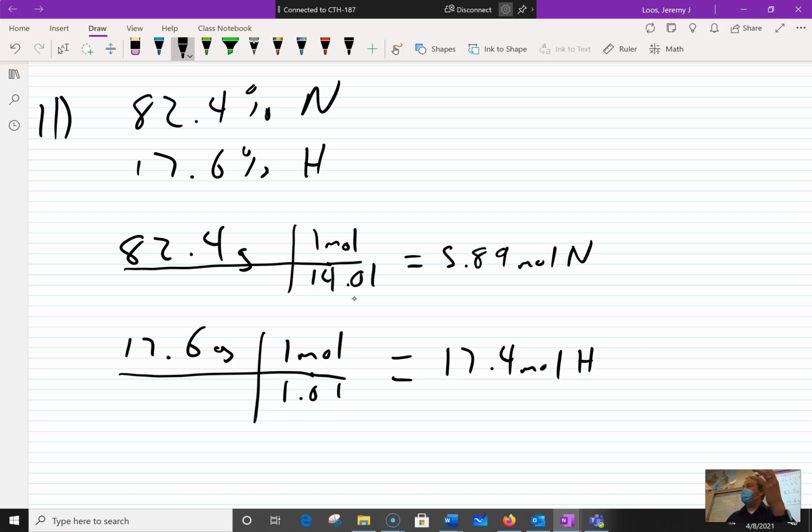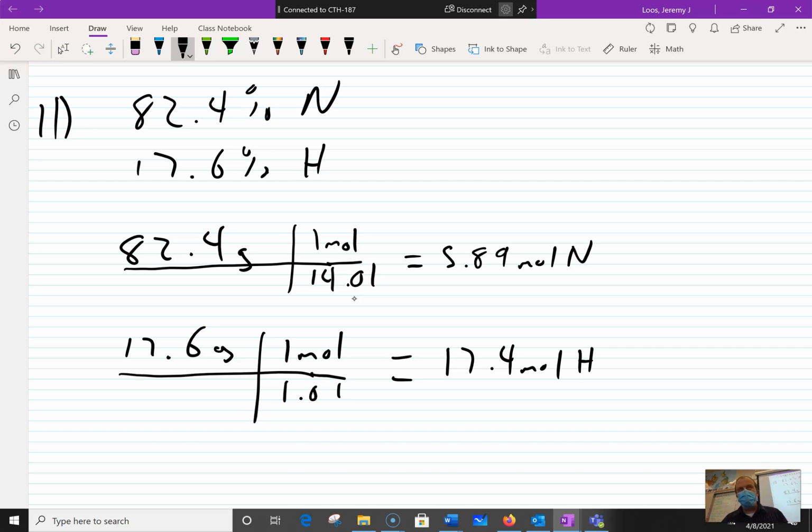So the reason you want to do this is this whole thing we're always talking about in stoichiometry. We have masses, which you can measure, but moles are numbers of things. Formulas involve numbers of things. So I'm going from a mass to a number of things, which is what I need in a formula. Now I know that there's a ratio here between the nitrogen and the hydrogen, which is 5.89 to 17.4.